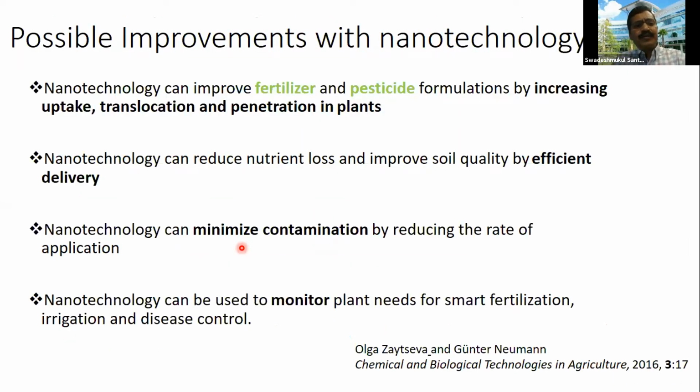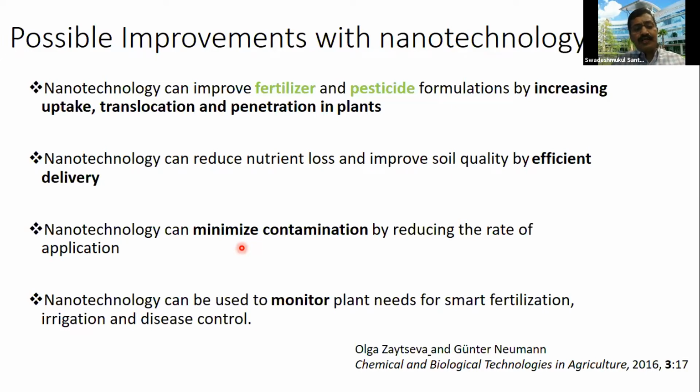Now, how can we use nanotechnology to improve crop productivity and assure food security? We can improve the fertilizer and pesticides. You know that these are the two major components that protect your crop, by increasing their uptake, translocation, and penetration in plants. Then efficient delivery: nanotechnology can reduce the loss and minimize contamination. We always need regulatory approval for any kind of new pesticide we are bringing to the market. So how do we take care of the environment and human health? Those are the things we need to take care of.